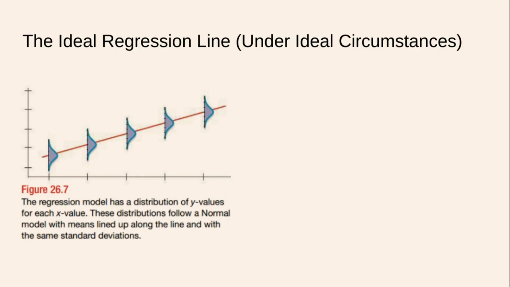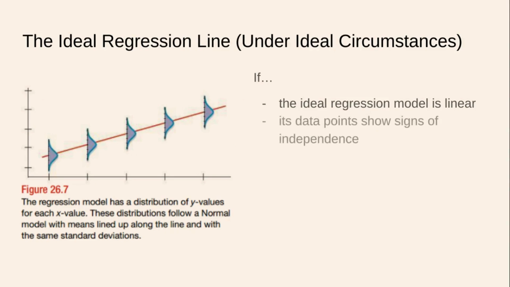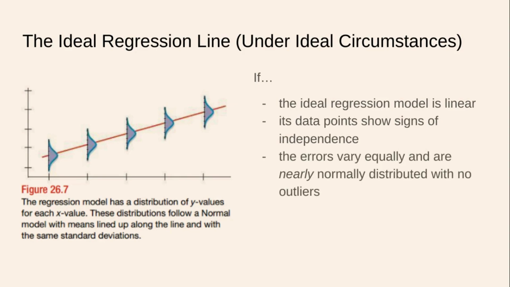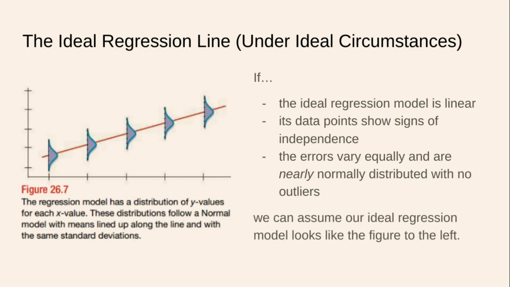So here we go, the ideal regression line under ideal circumstances. If the ideal regression model is linear, the data points show signs of independence, which we detailed, and the errors vary equally and are nearly normally distributed with no outliers, we can assume our ideal regression line model looks like the figure to the left.